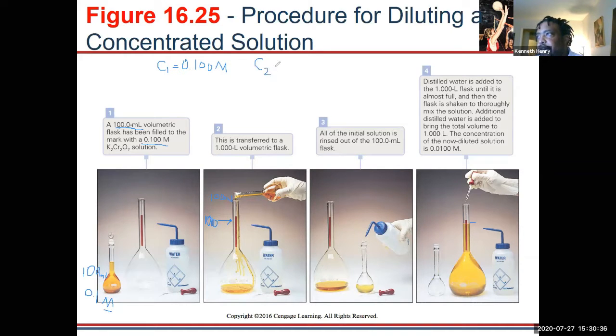Our C2 we're going to calculate, so we're going to put a question mark there. We're going 100 mils. So how many liters are in 100 mils? So if I have 100 mils, 0.1.